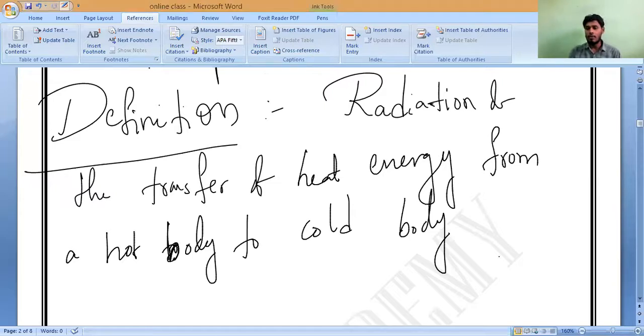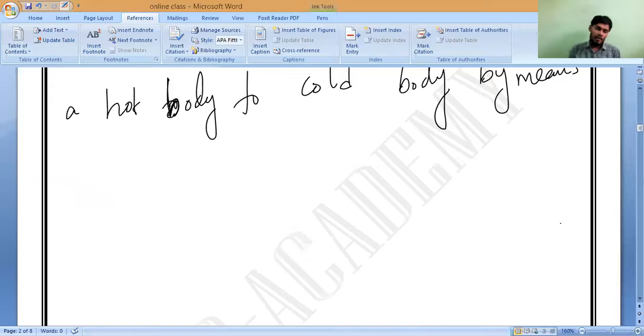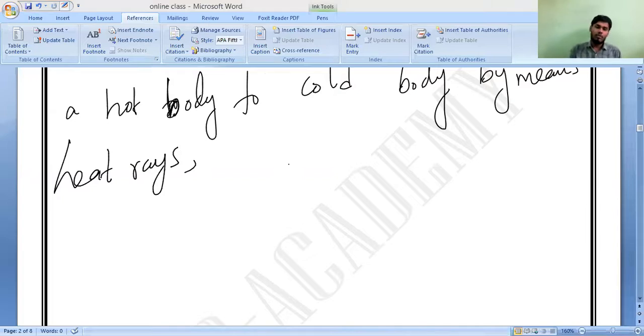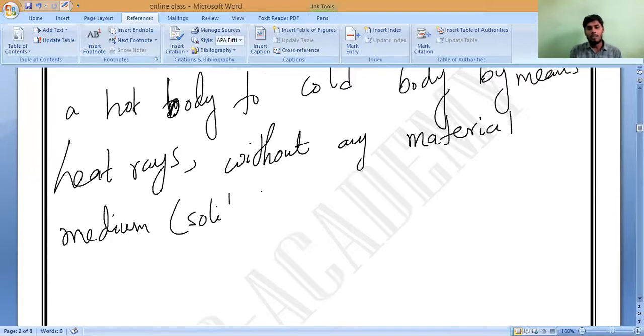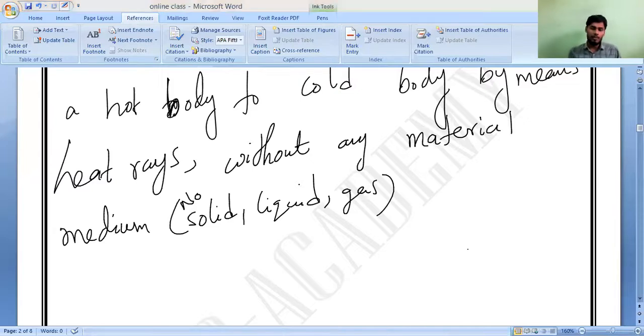By means of heat rays. Is there any medium present between them? No, sir. By means of heat rays, without any material medium. What is a material medium? Material medium means solid, liquid, gas. Vacuum, sir. Vacuum. No solid, liquid, or gas is present. Without any material medium means it is vacuum only. Understand, Hari? Without any material medium between them.